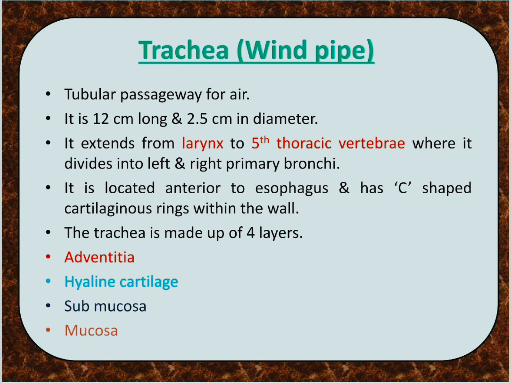It is located in front of the esophagus. The trachea has C-shaped cartilaginous rings within the wall. It is made up of 4 layers: adventitia, hyaline cartilage, submucosa and mucosa.